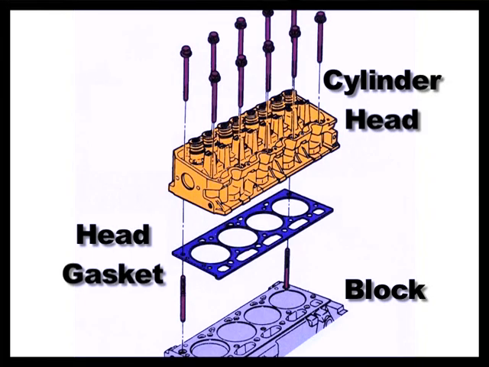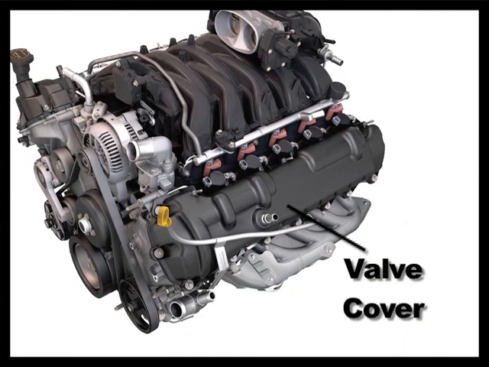A head gasket fits between the cylinder head and the block. It prevents leakage of combustion pressure, oil, and coolant. The valve cover, also called the rocker cover, is a thin metal or plastic cover over the top of the cylinder head. It simply keeps valve train oil spray from leaking out of the engine.